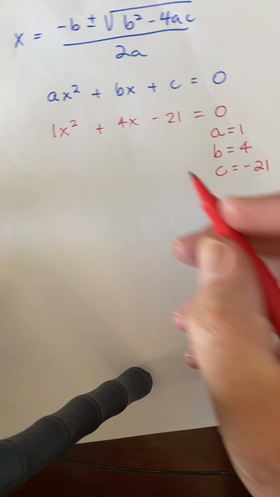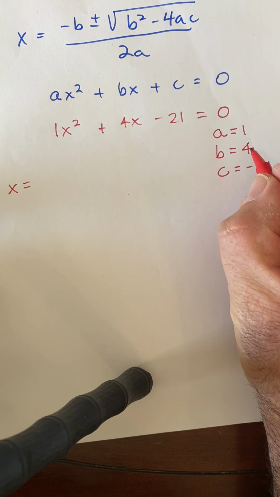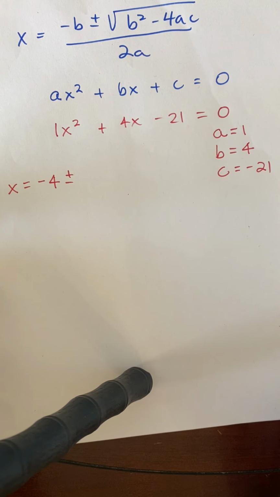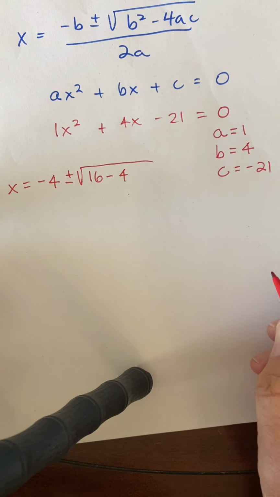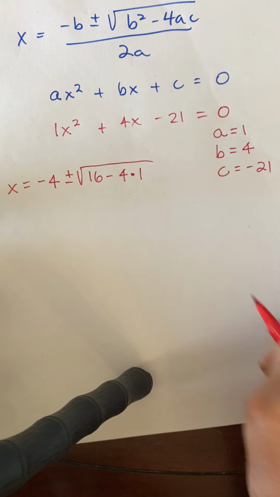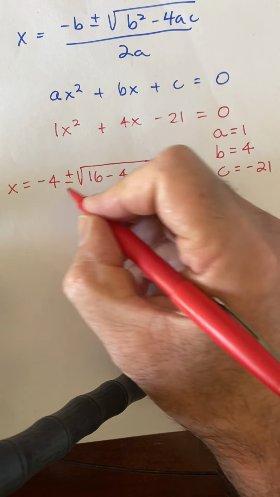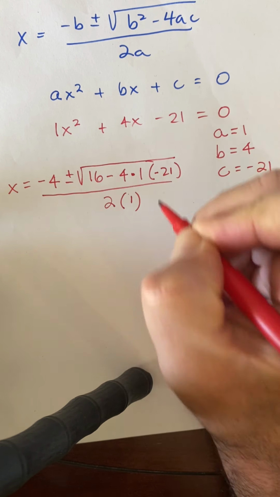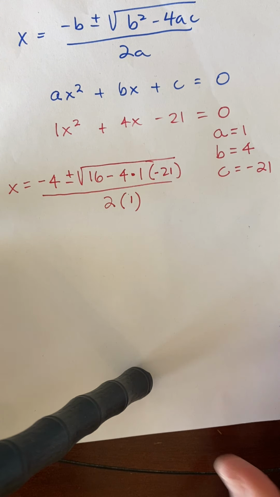So let's use the formula. x equals the opposite of b plus or minus the square root of b squared, that's 16, minus 4 times a times c, all over 2 times a. So I just plugged everything in using the formula. I took my time and I was careful.